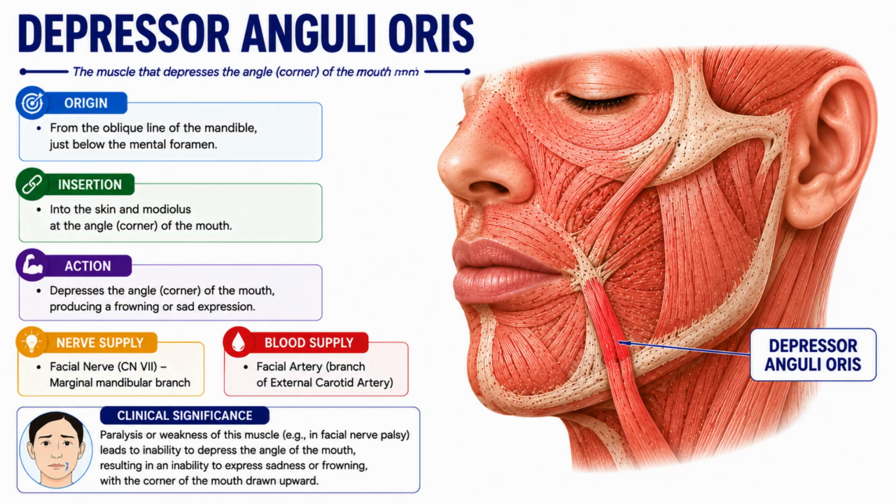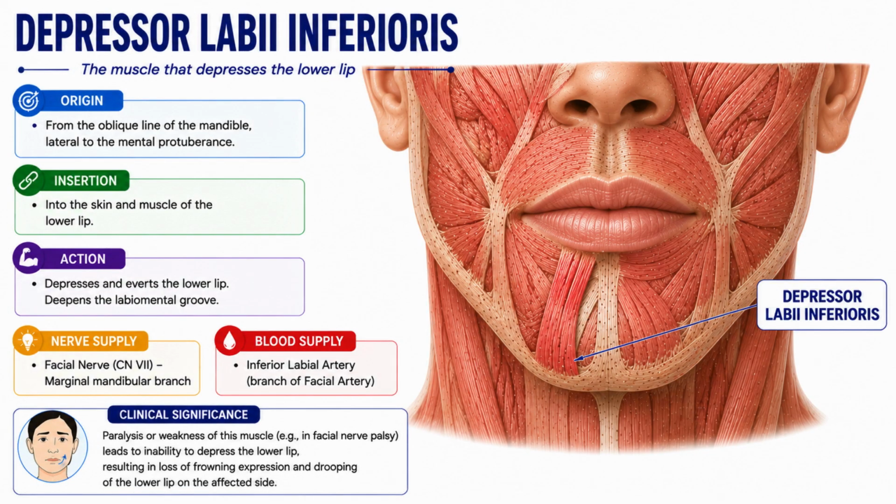Do you remember that? The levator anguli oris produces a smiling expression. The depressor anguli oris produces a sad expression. Remember? Yes. Next, it gets its nerve supply from the facial nerve and blood supply from the facial artery. Any weakness or paralysis of this muscle leads to inability to depress the angle of the mouth, resulting in the reduced facial expression.